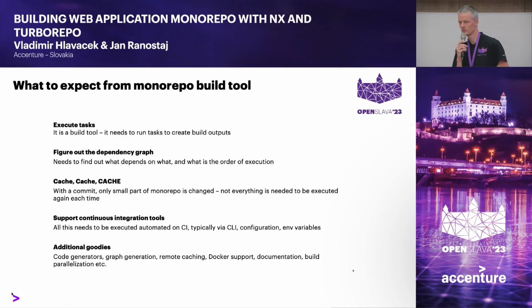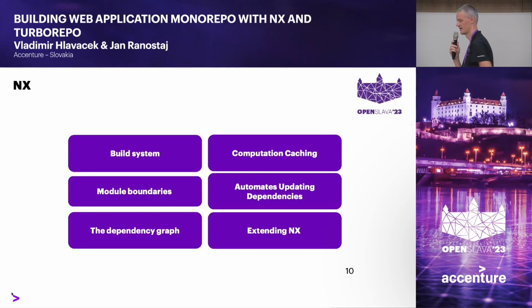And these tools actually provide additional goodies, and NX is very good at that, so Janči will show that. They are like code generators, this remote caching that you can store somewhere else, support for Docker, running some documentation tasks, parallelization of builds, and these kinds of things, right? So that's additional stuff. I mean, the main task is building your repository, but typically you get also these things in addition. And then Janči will give a short introduction to NX, and let's see.